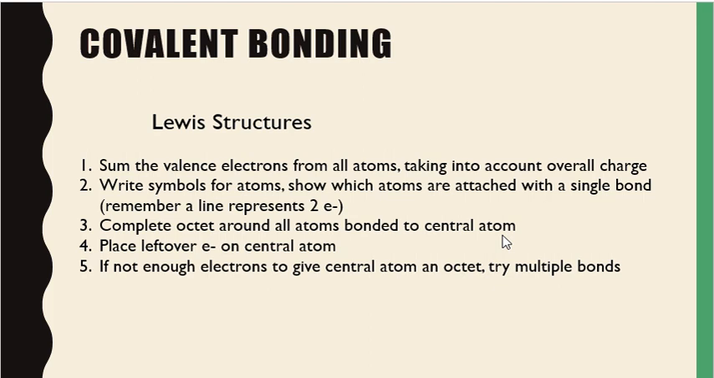Okay. You write the symbols for the atoms and show which atoms are attached with a single bond. So remember, a line represents 2 electrons. Then you complete the octet around all the atoms that are bonded to that central atom. Whatever electrons you have left over, you place on the central atom, and if there's not enough electrons to give the central atom an octet, that's when you need to try multiple bonds.